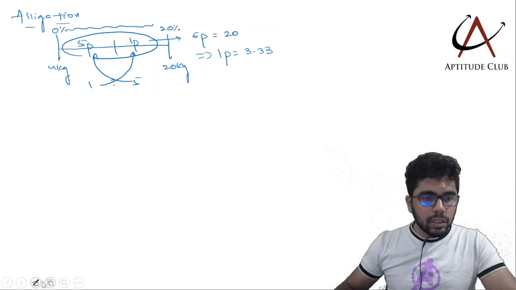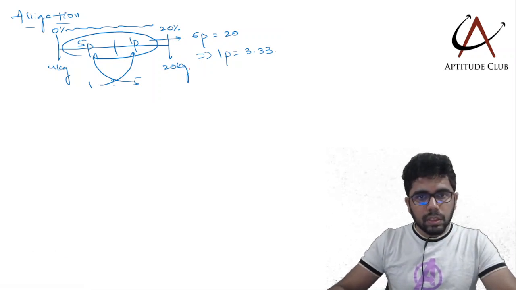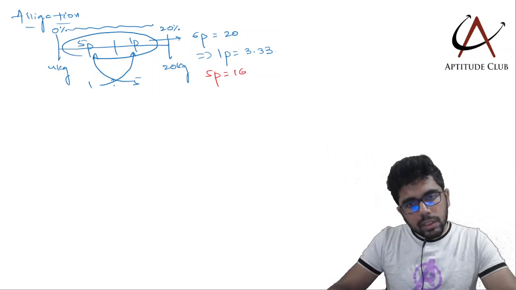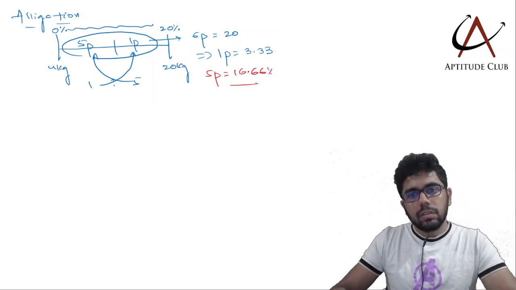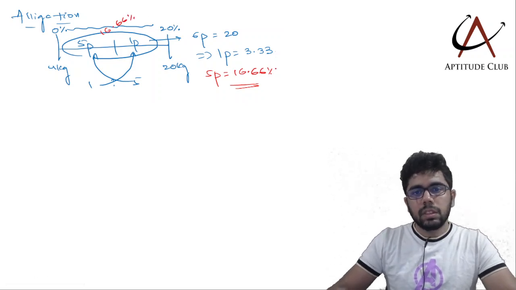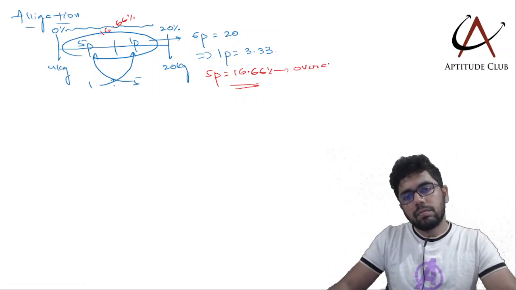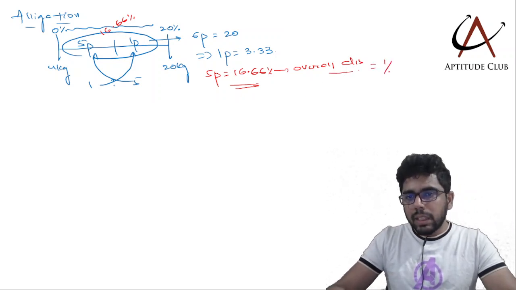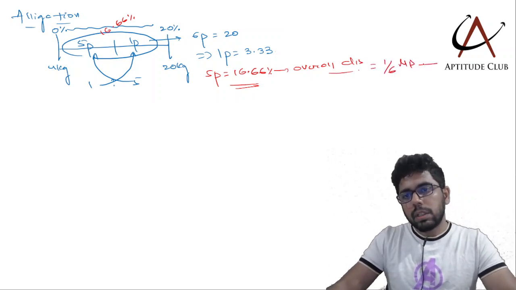Hence this overall discount यहाँ पे कितना आएगा? ये 5 parts है, so this is like 16.66%. So my overall discount is 16.66%. This is my overall discount. Or I can basically write it as 1/6 of the mark price.